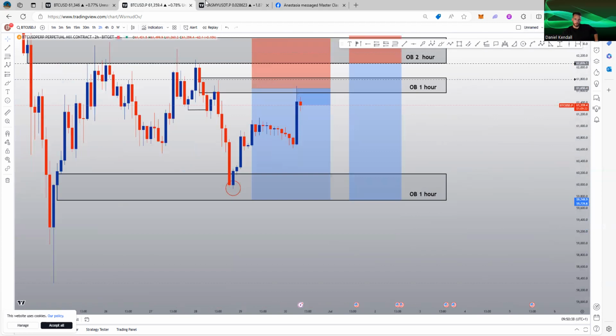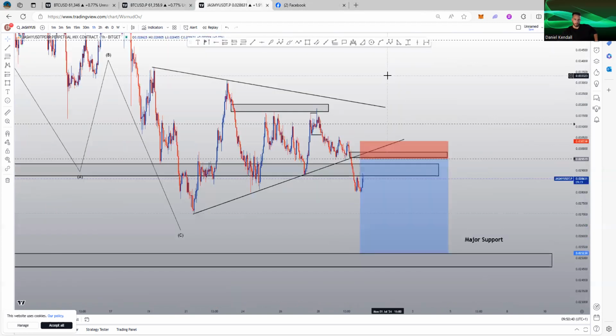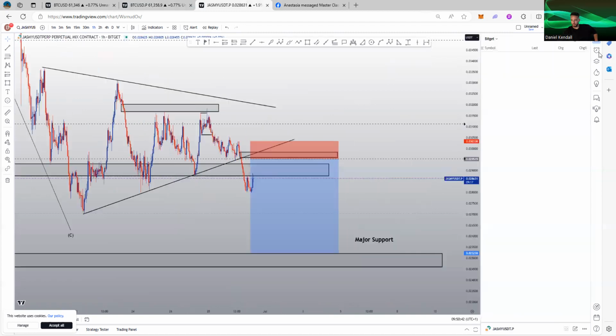So let's go over Storj. This one we took during the week.